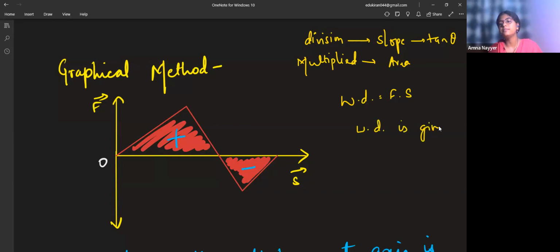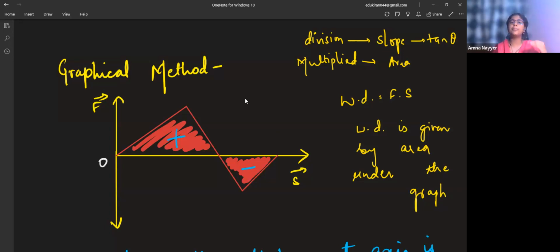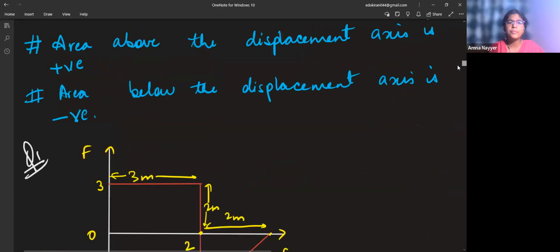Work done is given by area under the graph. If it is above the axis, meaning all the coordinates are positive, you will take it as plus, positive sign will be mentioned. If it is below your axis, you will consider it as a negative sign. Everything is written on the board. You will get sufficient time to note it down. First, let us see a question. So area above the displacement axis is positive, area below the displacement axis is negative.